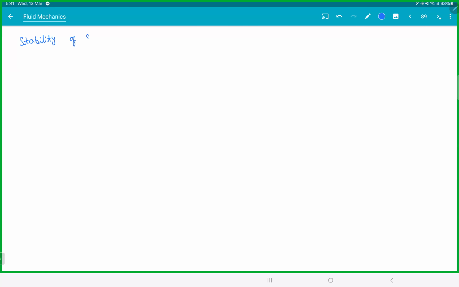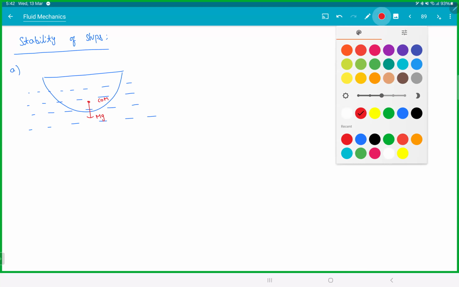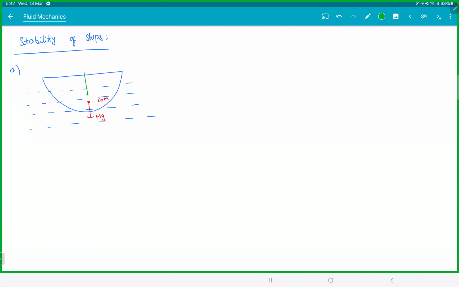Stability of ships. So whenever you're designing a ship or any object, right? The thing is, think of it like this. The weight will act on the center of mass of the body. Let's call it COM. Whereas the buoyant force will be acting on the displaced liquid. So this is your center of buoyancy.